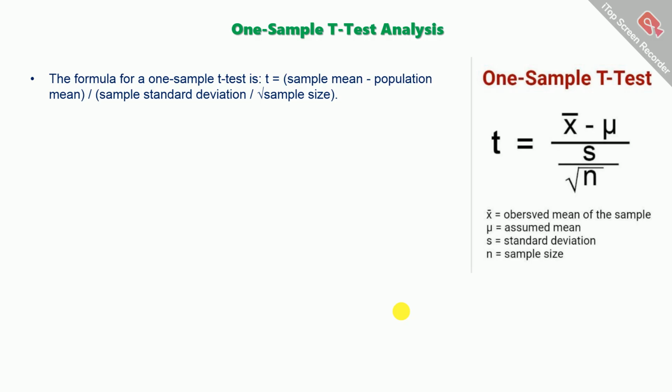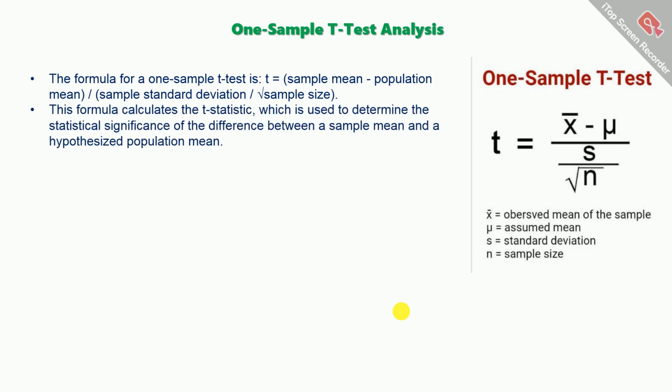The formula for the one sample t-test is given here, where t is equal to x bar minus mu, whole divided by standard deviation divided by square root of sample size. Let me explain this. This formula calculates the one sample t-test or t-statistic, which is used to determine the statistical significance of the difference between a sample mean and a hypothesized population mean, where mu is the population mean and x bar is the sample mean.